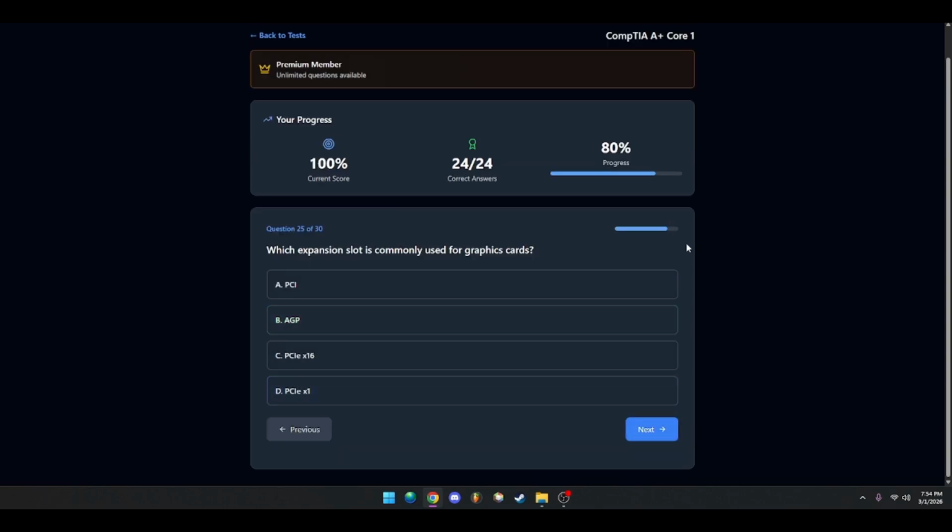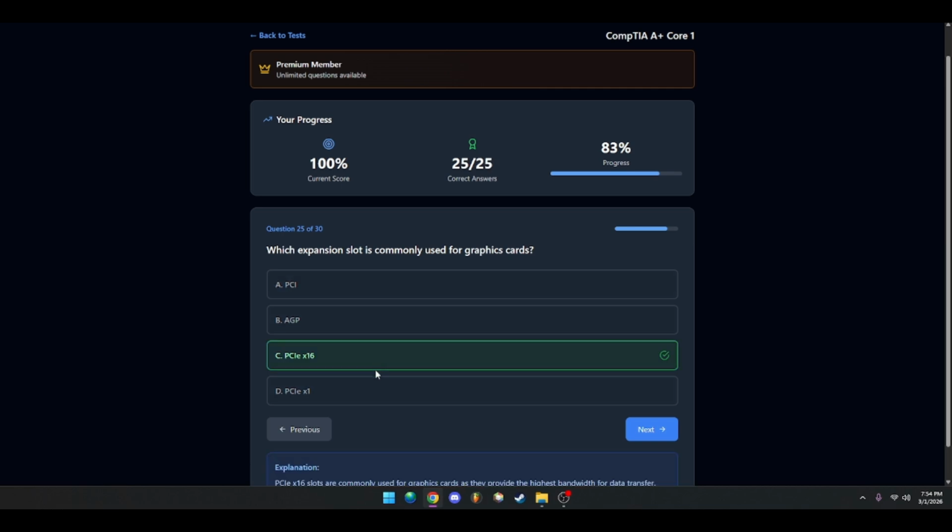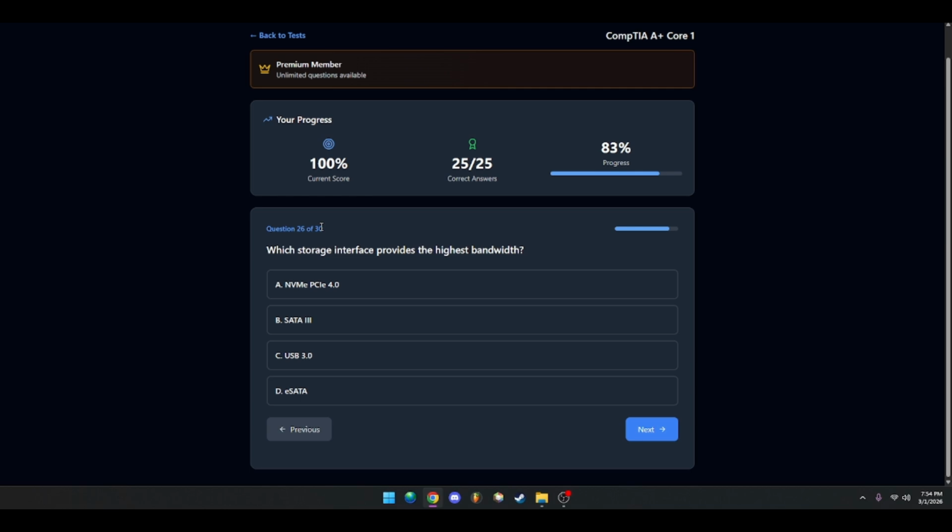Which expansion slot is commonly used for graphics cards? Give you guys a moment to think. And the answer would be C, PCIe X16. These are the most commonly used today for graphics cards in desktop computers. Let's move on. Question number 26.